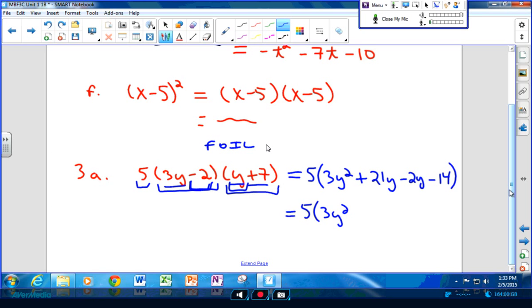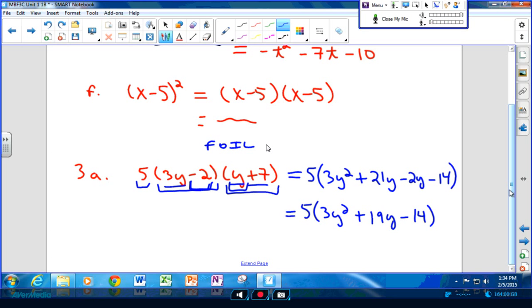So I have 21y minus 2y. So 21 minus 2 should be plus 19y. If I wasn't sure, I'd grab my calculator and check. And then minus 14. There we go. Okay, so now we're getting down to the end here. I have 5, and then in brackets times 3y squared plus 19y minus 14.